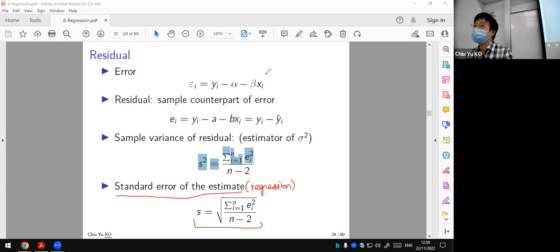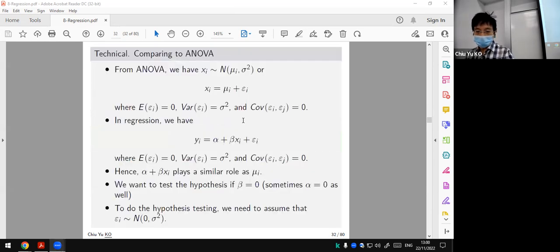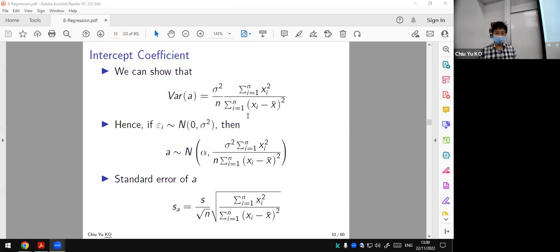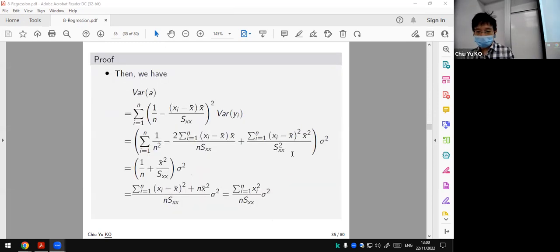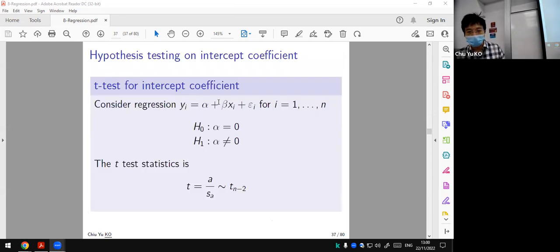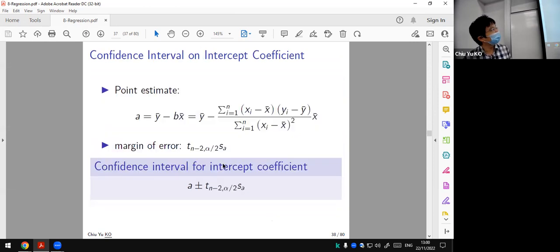Okay, any question? Now we are going to proceed to the next one. The goal of today is to do 3 different tests. First, we will check whether alpha is 0 or not. We want to see whether the intercept is 0 or not. This is the first test we want to do, called the t-test, but we'll go into detail one by one.